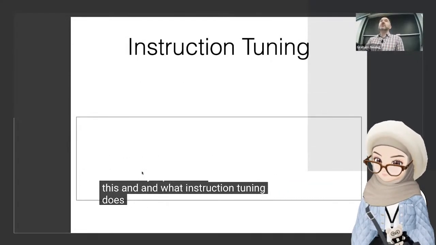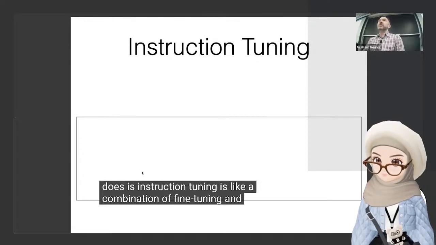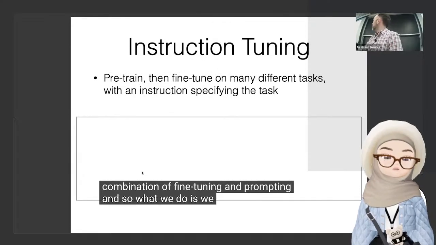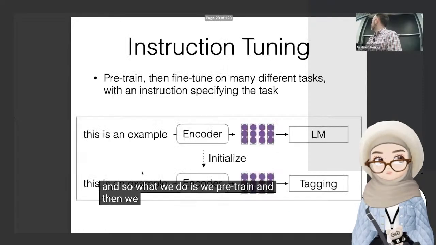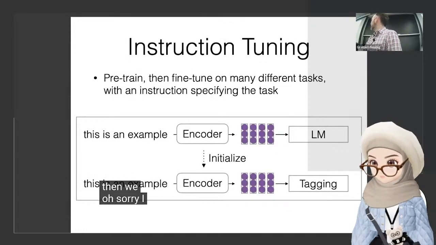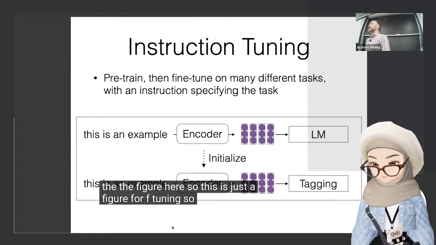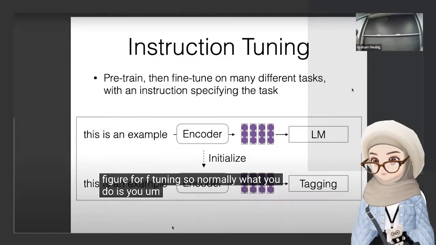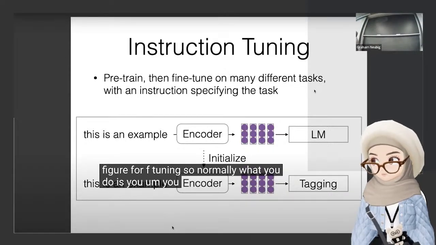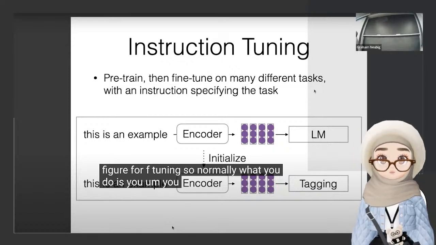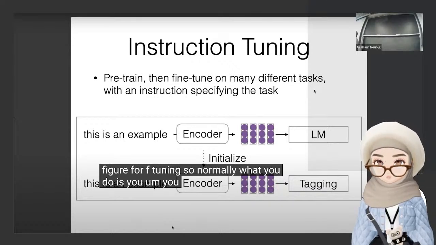What instruction tuning does is it's like a combination of fine-tuning and prompting. So what we do is we pre-train and then, sorry, I guess I failed to update the figure here. This is just the figure for fine-tuning. Prompting is basically you're talking to the model, and instruction tuning is that you, I don't want to use the word, but I will, demand something. Like do this in that way. That's what instruction tuning sounds like to me.